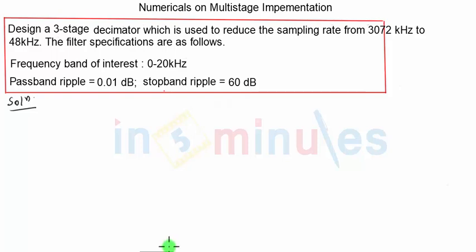Let us discuss the second numerical on multi-stage implementation. The question goes something like this. Design a 3-stage decimator which is used to reduce the sampling rate from 3072 kHz to 48 kHz. The filter specifications are as follows. The filter must have the frequency band of interest from 0 to 20 kHz, passband ripple 0.01, stopband ripple of 60. But please note that this time the passband and stopband ripples are given in dB.